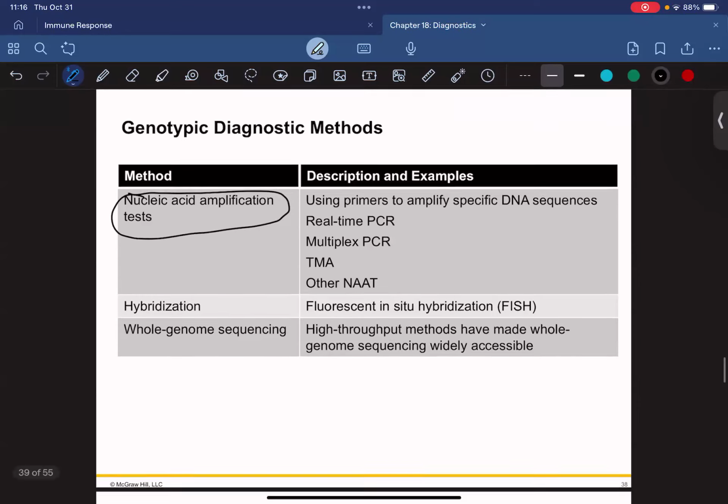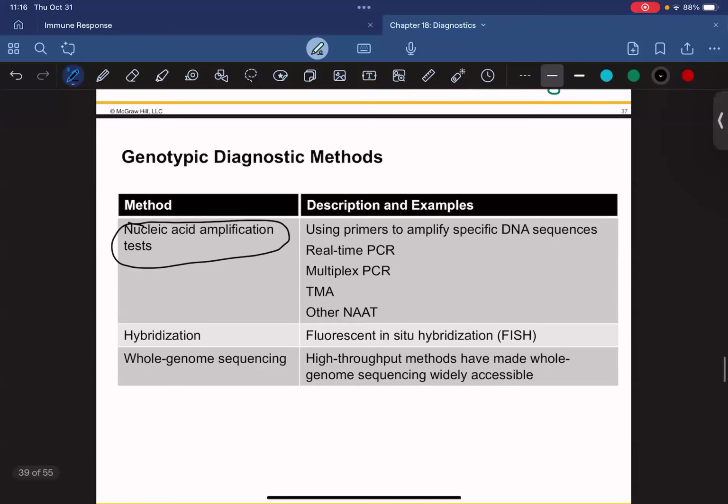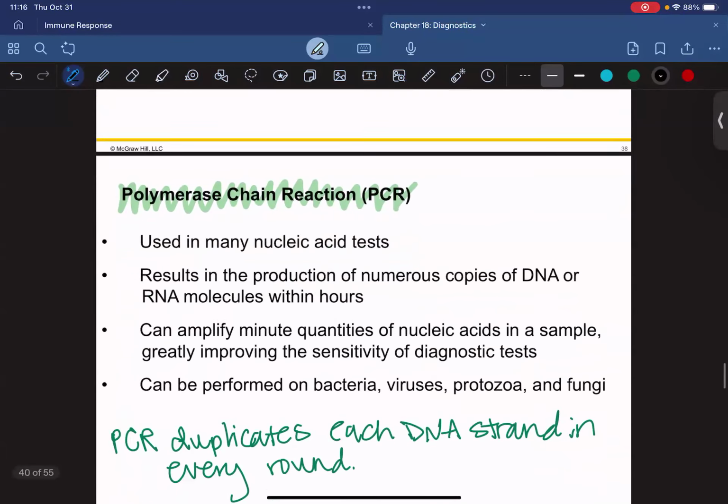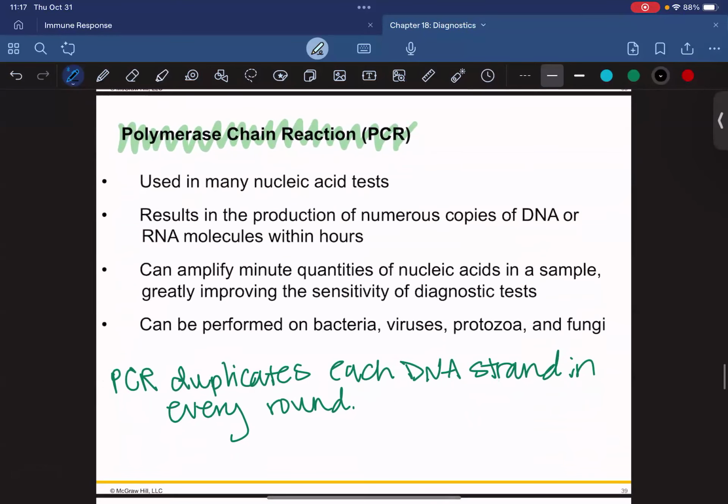Then we have hybridization, which is like our probes, making sure that DNA sequences match other DNA sequences. And when they do, they bind together, and you can use even fluorescence tagged to that probe to see it. And then we have entire genome sequencing. We know PCR, we're just making copies of the DNA. You have to know what DNA you're looking for in order to give it the right primers.